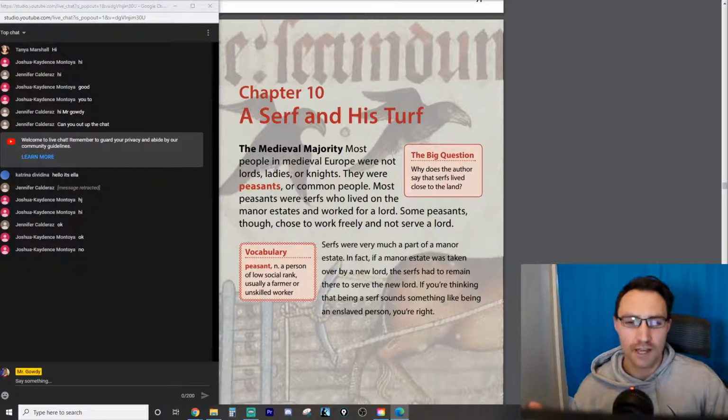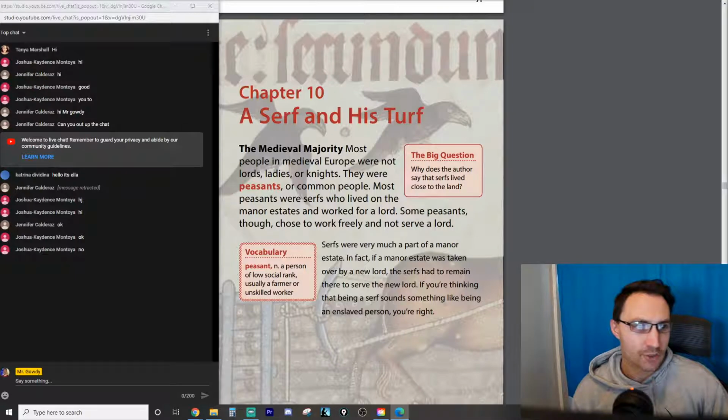Live close to the land, right? I mean, we all live close to the land, right? When I walk outside my door, I'm close to the land. So why does the author say the serfs live close to the land? That's a little bit more critical thinking. So as we read, let's look for answers to that question.